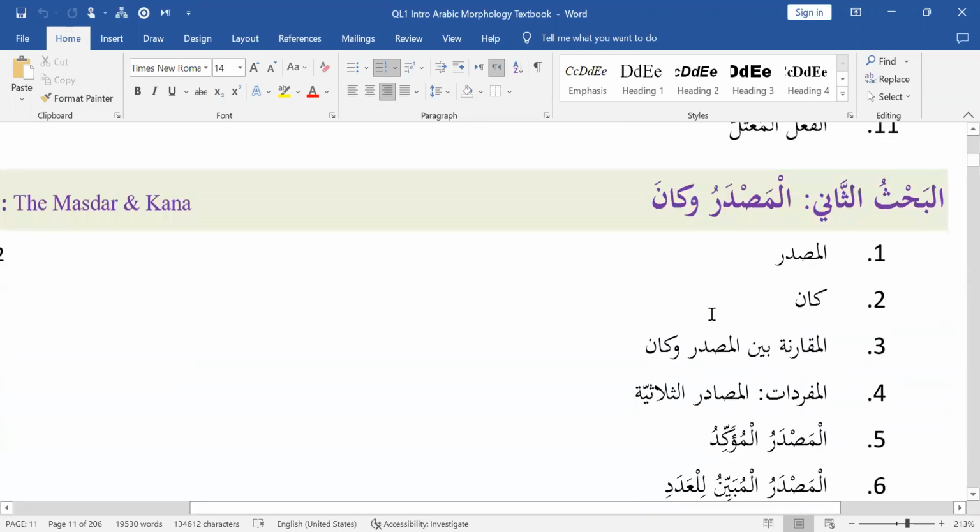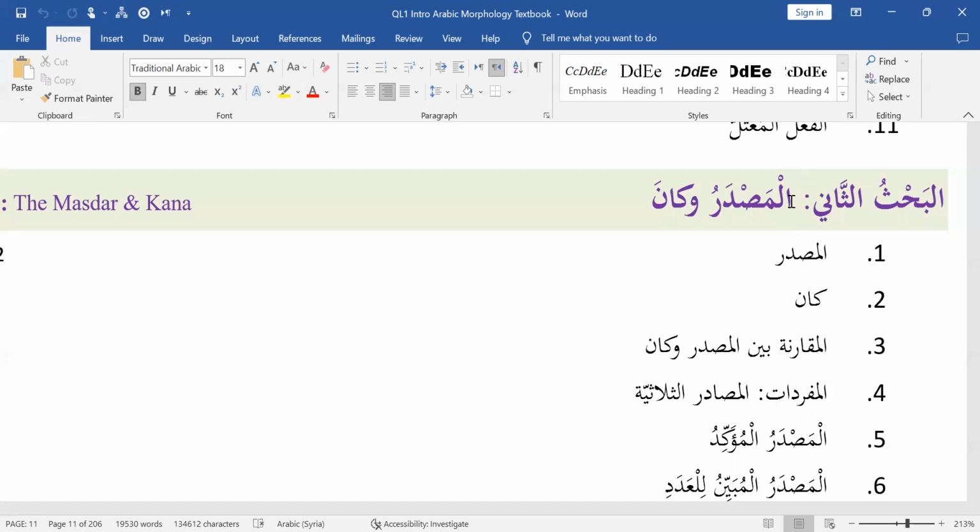In unit 2, we will look at masdar, something called al-masdar. Now, masdar has never been introduced. It has not been introduced or discussed in Easy Introduction to Arabic Book 1 and 2. But masdar is one of the most powerful words in the Arabic language. It's a verbal noun. You can think of it as a verbal noun.